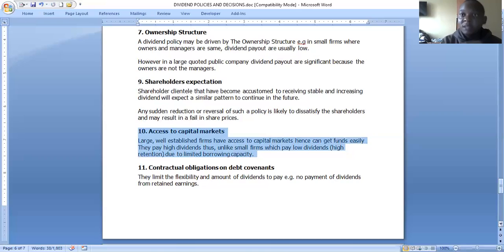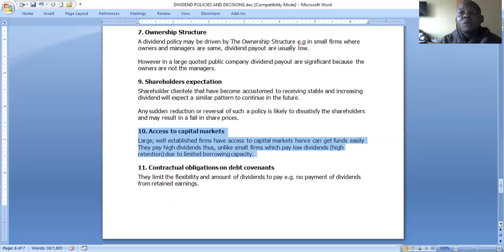If it becomes quite expensive for it to borrow, if it becomes quite hard for it to convince the public to buy its shares, then the only option the firm may have is to retain its profits to fund its growth. So if the firm doesn't have access to capital markets, if it doesn't have access to borrowings, if it doesn't have access to the stock market, then this firm may therefore tend to pay very little in dividends.